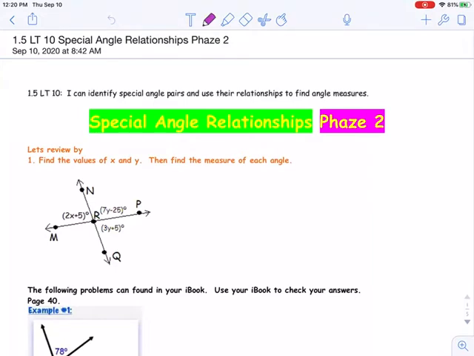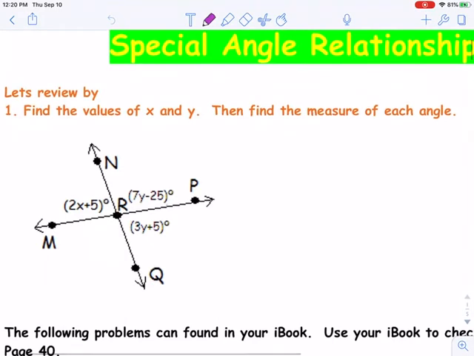Okay, so let's review. We've got a mash-up problem: find the value of x and y, then find the measures of each angle. As we progress through geometry, we're going to keep adding to our tool belt. In the first part of the unit we had the segment addition postulate, midpoint, angle bisectors, all that fun stuff. Now we have vertical angles, linear pair, supplementary, complementary, a bunch of really cool things.